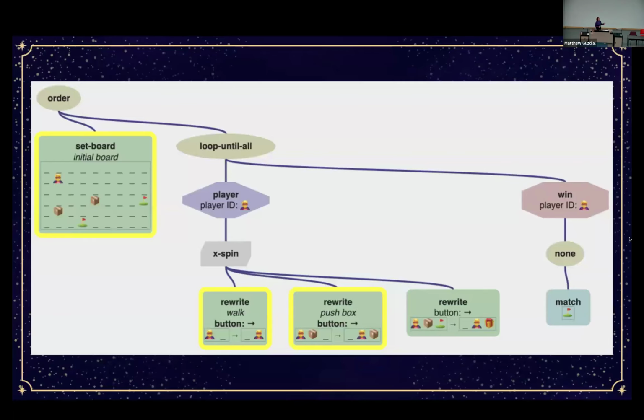So what do I mean by that? What I mean is that a behavior tree controls the entire game flow of a game, right from the initialization, where we set the initial start state of the board, right through to a win condition for a player. And then the mechanics of the game are enacted using these tile rewrite rules.